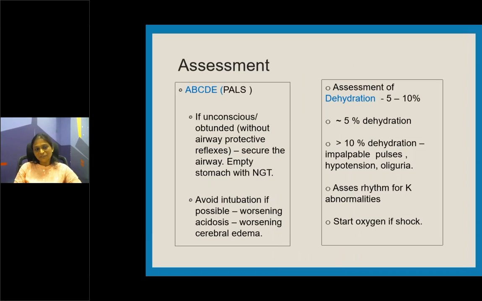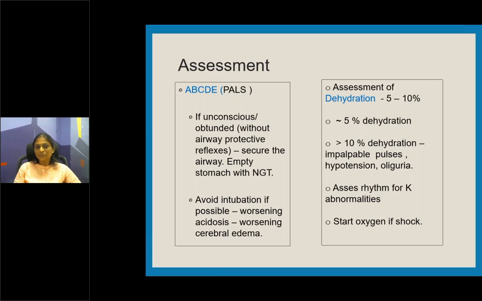Coming to the assessment, when we have an idea that this child has clinical features and laboratory features of diabetic ketoacidosis, how do we proceed? Any patient who is sick or lethargic or drowsy, the assessment is by PALS A, B, C, D, E. Airway can be open. If the DKA is severe, then the airway can become obstructed because of the poor GCS. In that case, we have to secure the airway when there are absent airway protective reflexes. We secure the airway, we empty the stomach with an NG tube and provide good support to the airway.